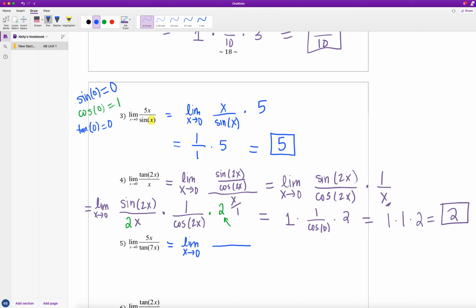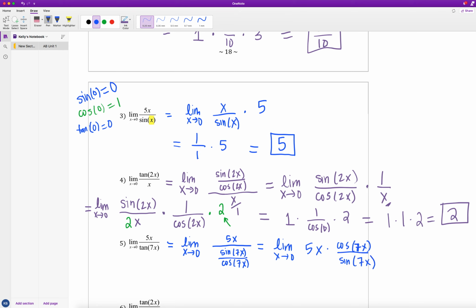So when I go to manipulate this, I still have a 5x in the numerator. Tangent of 7x can be rewritten as sine of 7x over cosine of 7x. Make sure that they are both a 7x, since they're coming from the tangent. The inputs on both the sine and the cosine must be the same. From here, I'm going to multiply by the reciprocal of the denominator so that I don't have multiple fractions, I just have one, and I end up with the limit as x approaches 0 of 5x times cosine of 7x, all over sine of 7x.